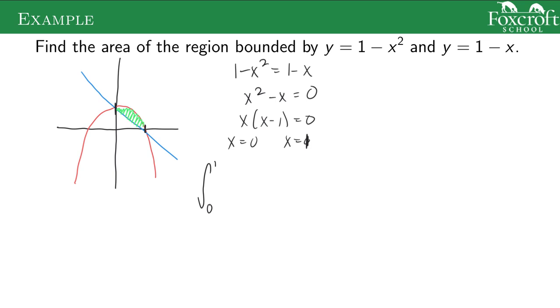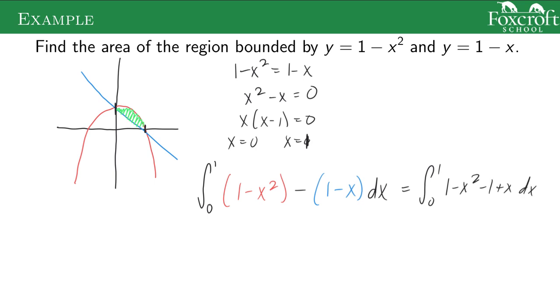Take the top function, my red function, which is 1 minus x squared. Subtract off the bottom function, which is 1 minus x, dx. And you could simplify here or do all your antiderivatives and simplify later. I would probably simplify here if you're actually going to have to do it by hand, because it's going to be 1 minus x squared minus 1 plus x. And you can see these 1's are actually going to cancel, so it makes it a little bit simpler, because there's less stuff to do.